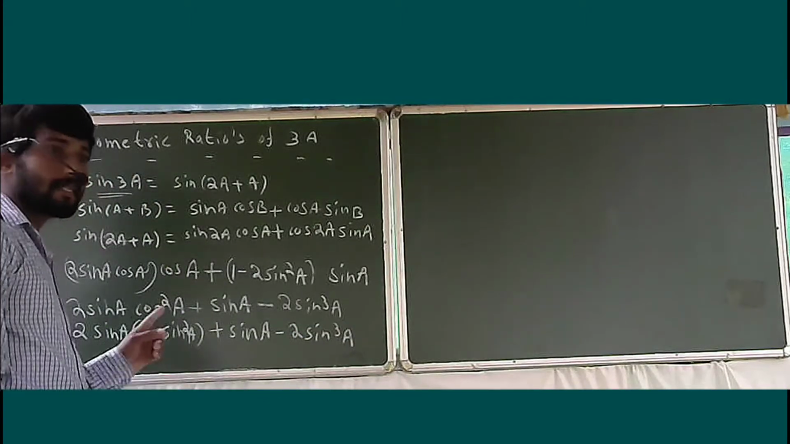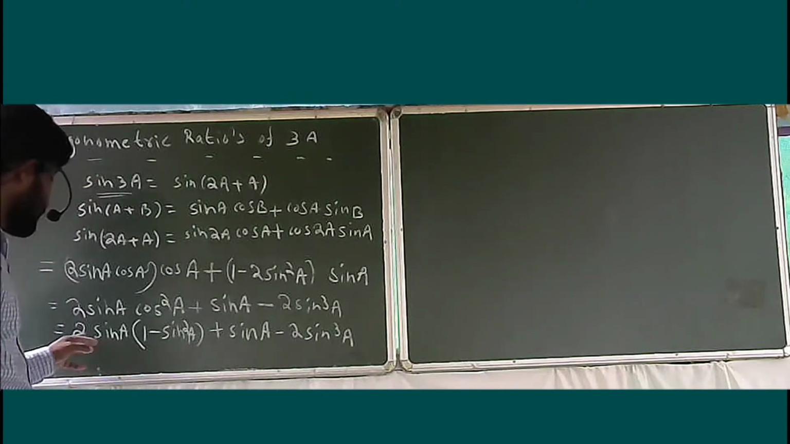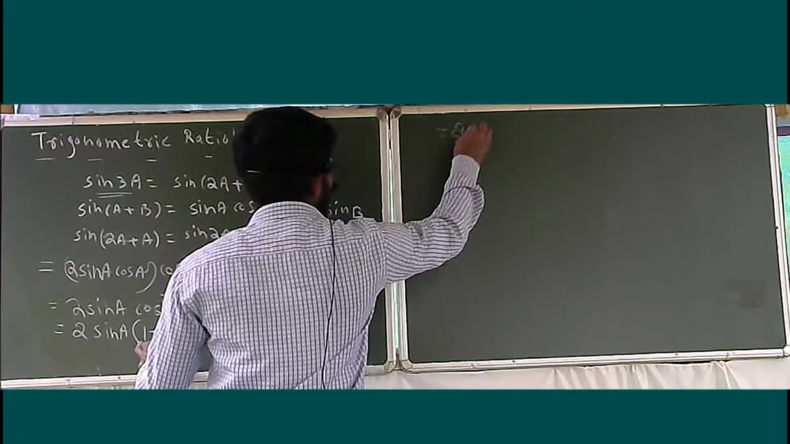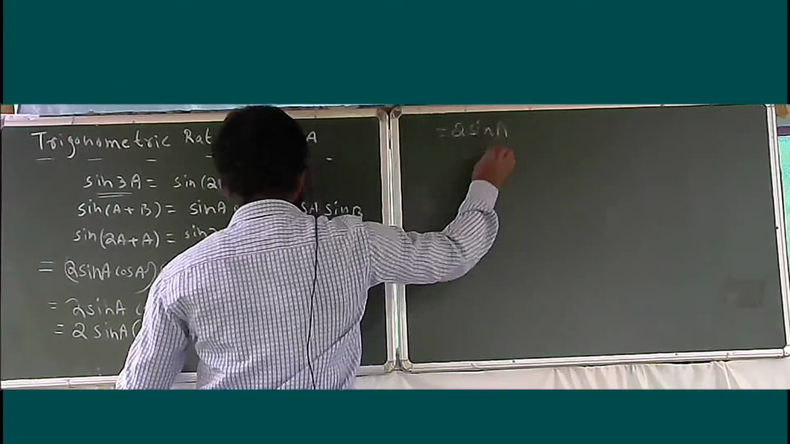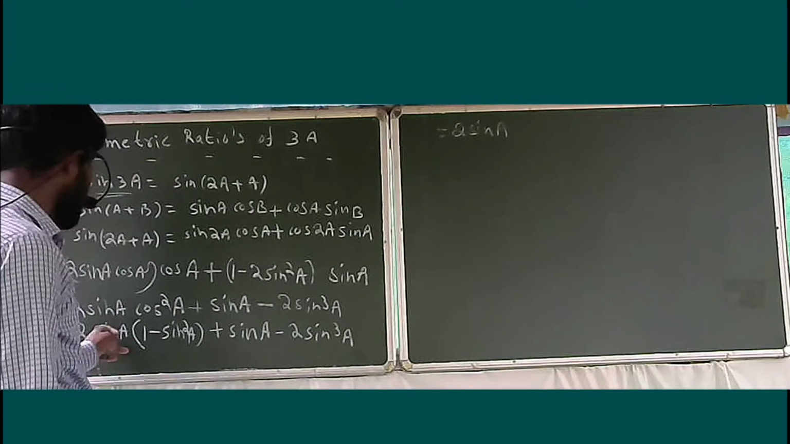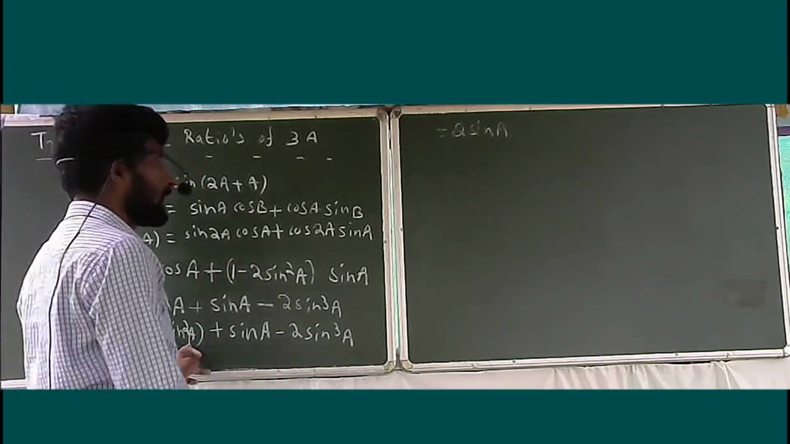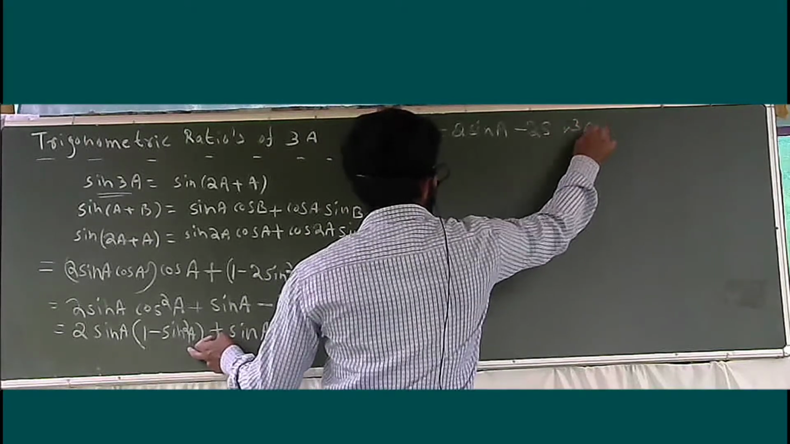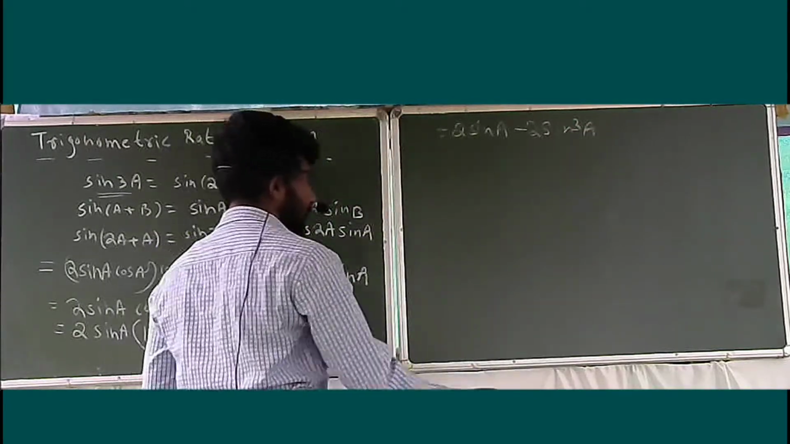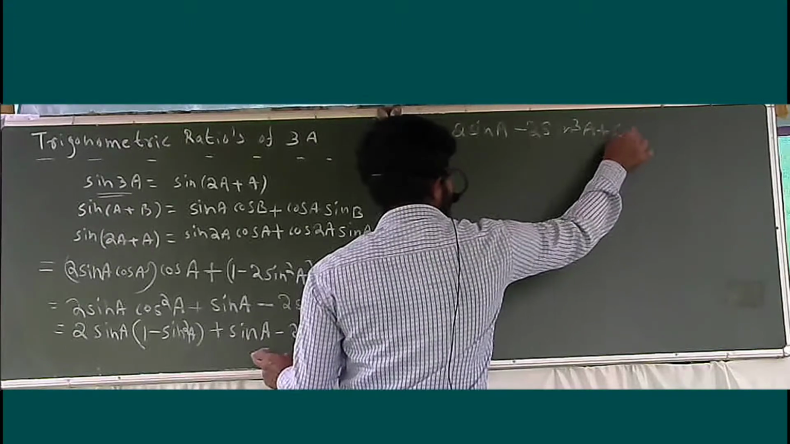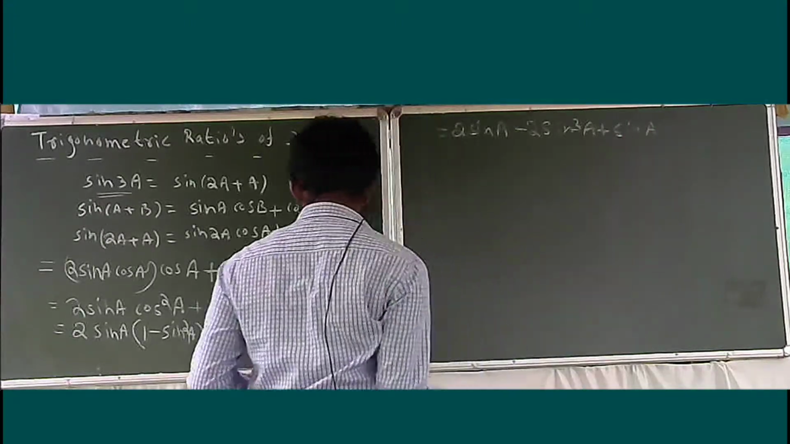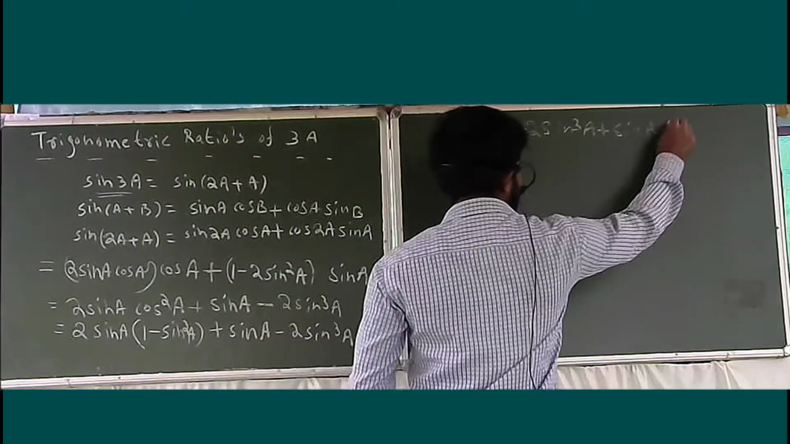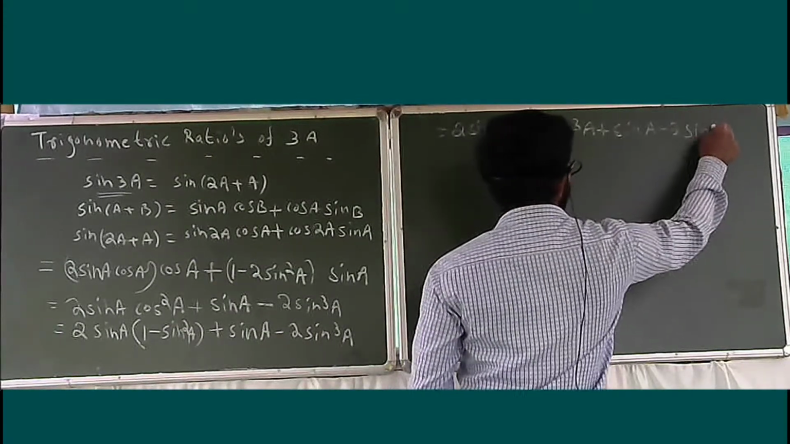In the next step, simplify this one. Multiply 2 sine a into 1, it's equal to 2 sine a. Then 2 sine a into sine square a, minus is there, right? You'll get minus 2 sine cube a. Then here plus sine a, and the remaining term minus 2 sine cube a, minus 2 sine cube a.